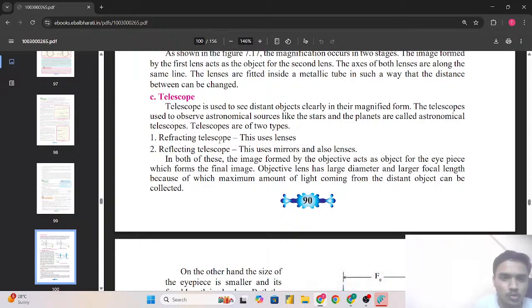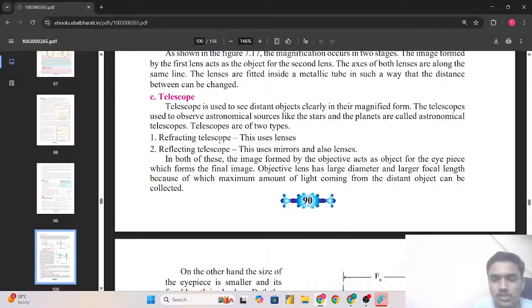एंड टेलीस्कोप यहाँ पर दो टाइप के, रिफ्रैक्टिंग टेलीस्कोप एंड रिफ्लेक्टिंग टेलीस्कोप. रिफ्रैक्टिंग टेलीस्कोप में यूज होते हैं लेंसेस एंड रिफ्लेक्टिंग टेलीस्कोप में मिरर्स एंड आल्सो द लेंसेस आर यूज्ड. Next, in both of these, the image formed by the objective acts as an object for the eyepiece, which forms the final image.